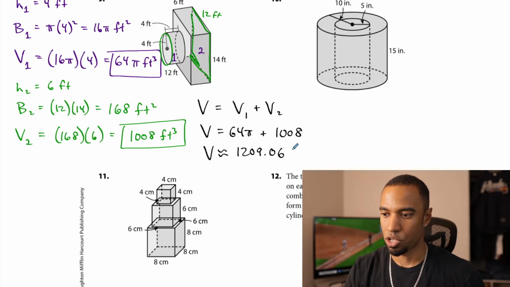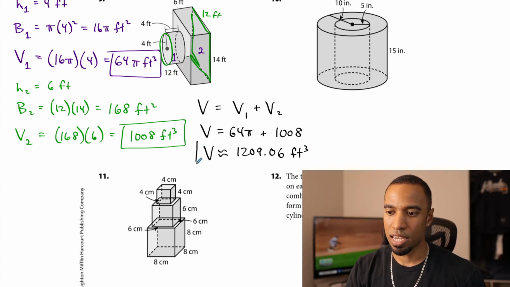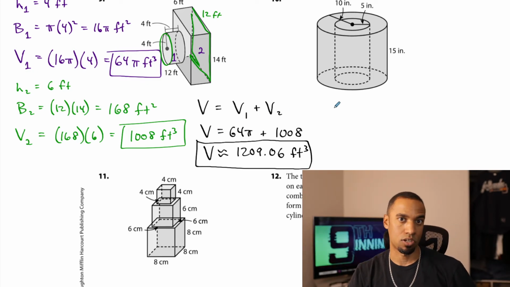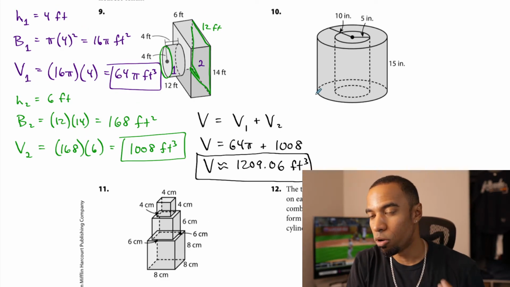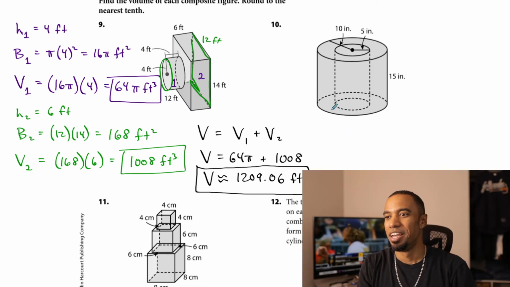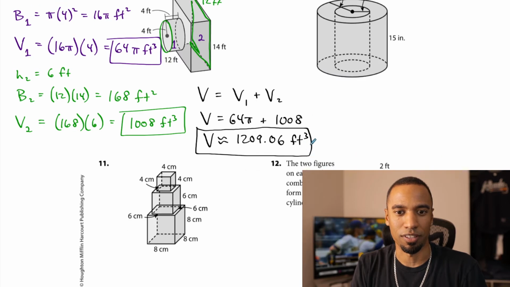1209.06 cubic feet. Now, it stays as cubic feet. Cubic feet plus cubic feet equals cubic feet, just like feet plus feet equals feet. When you multiply is when the dimensionality changes, right? Like feet to the 6th power. But we're adding there, and that's your final answer there.